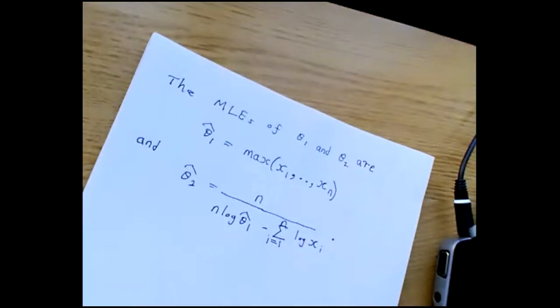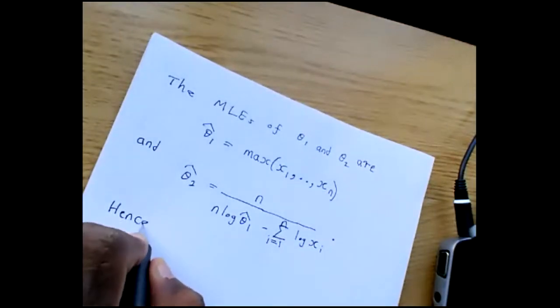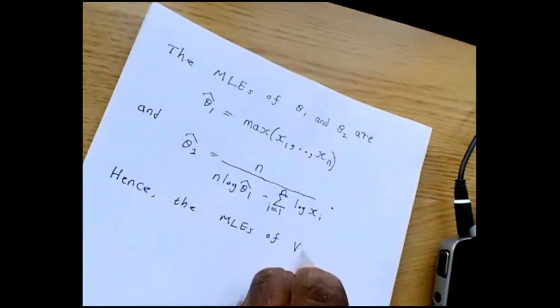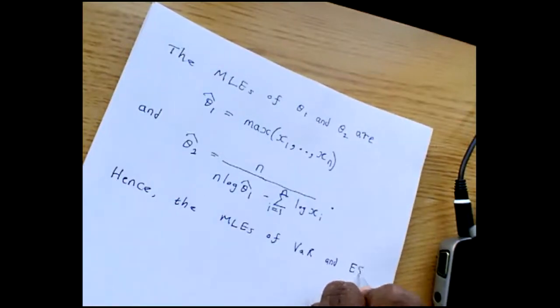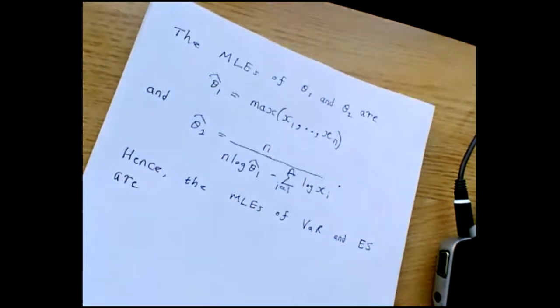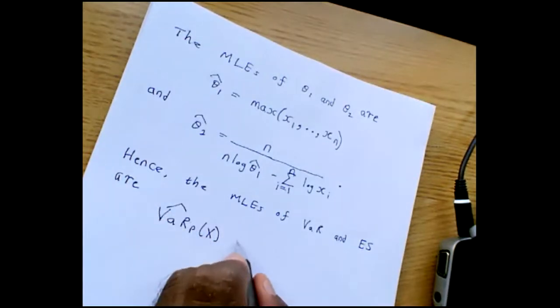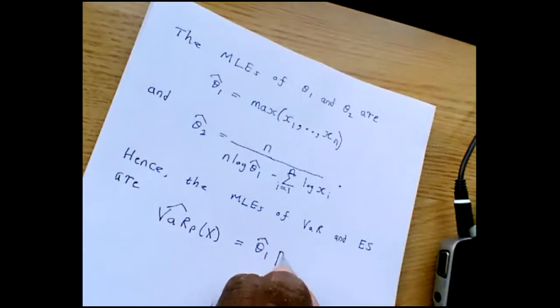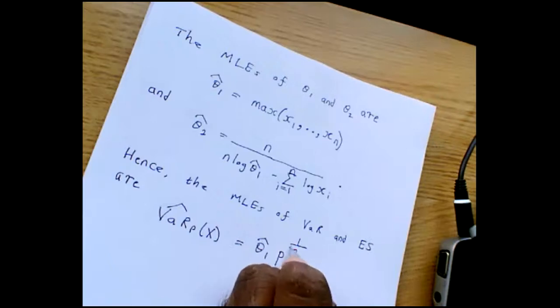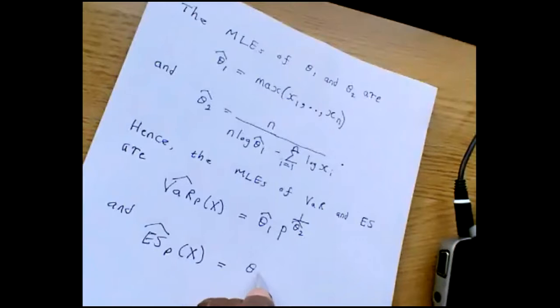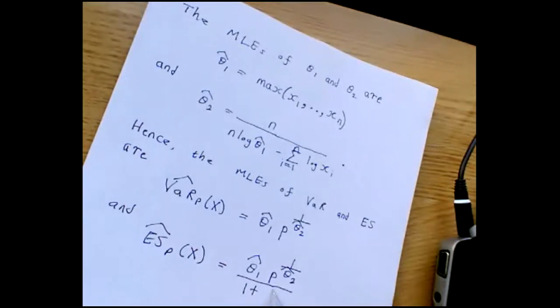So hence the conclusion, sorry for running out of time: the MLEs of VaR and ES are as follows. The MLE for VaR is this, and the MLE for ES is this. I'm sorry for running out of time. I apologize. All right, so this is the end of question 5.